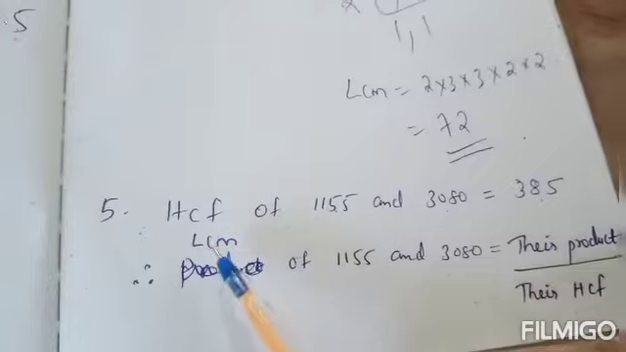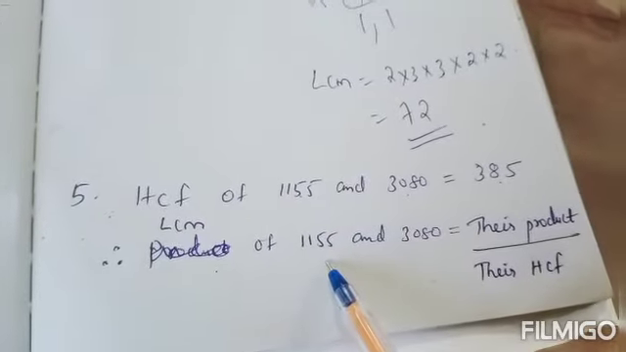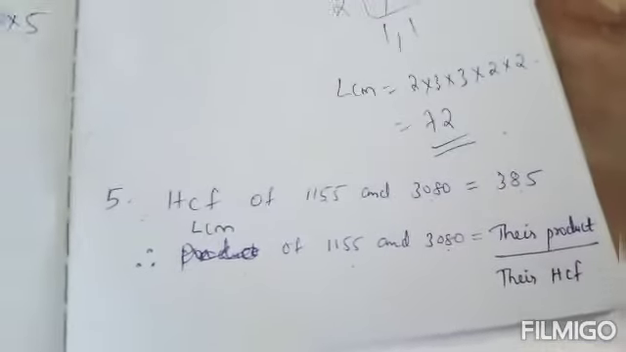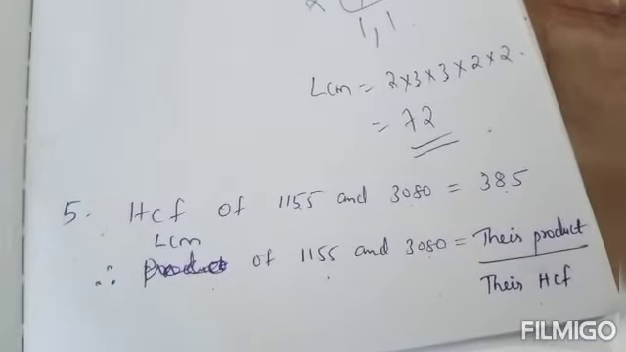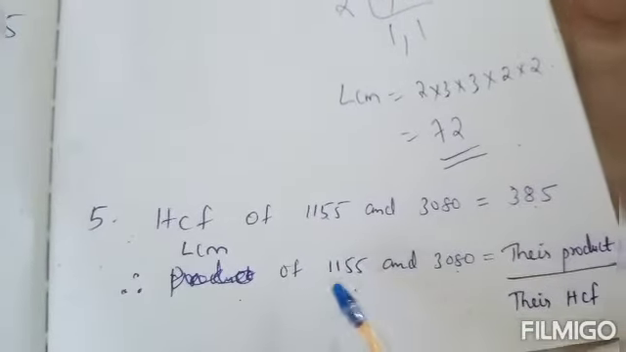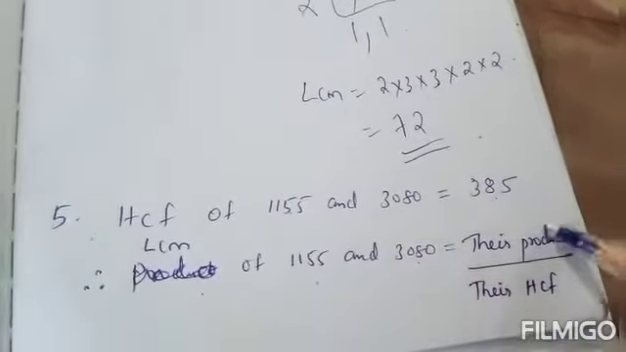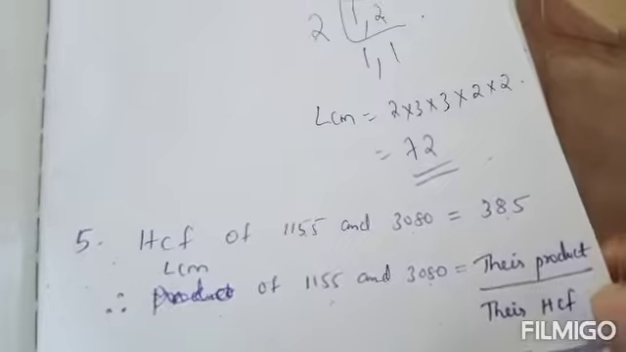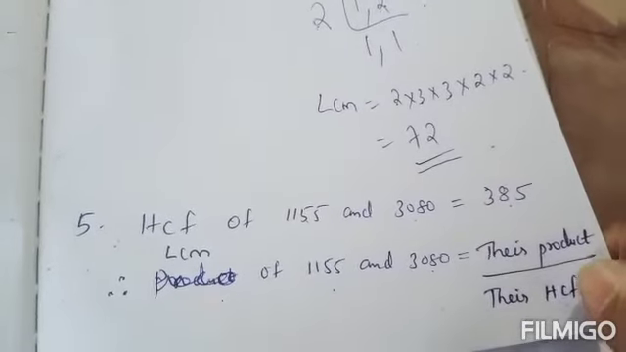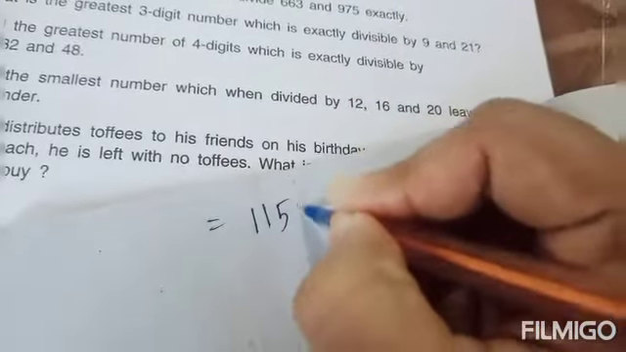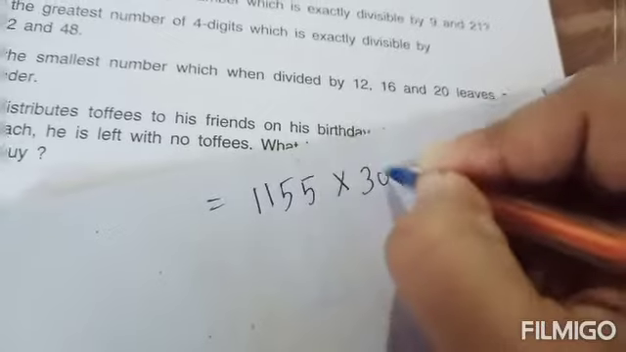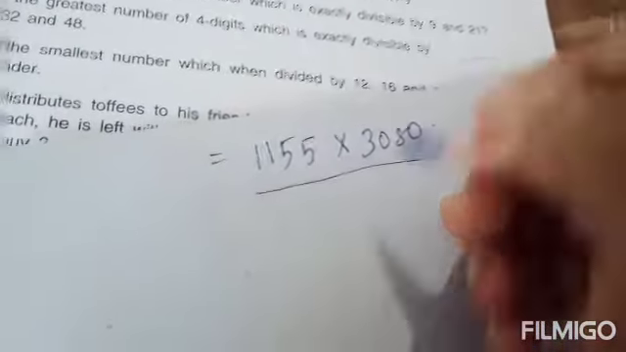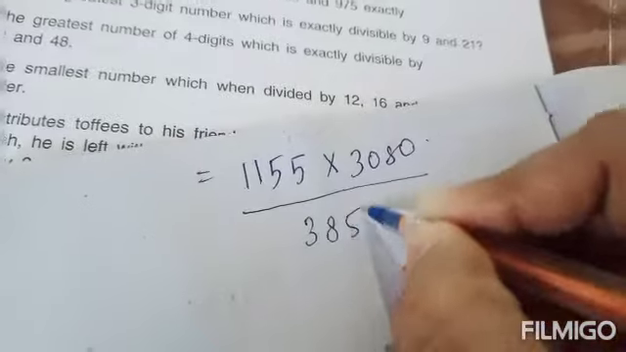Now you need to find the LCM of 1155 and 3080. So you know the formula for finding LCM when HCF is given. LCM of two numbers equal to their product by their HCF. So first write the product, then that product divided by HCF, you will get LCM. So here, their product you can find by multiplying 1155 into 3080 divided by HCF, it is 385.